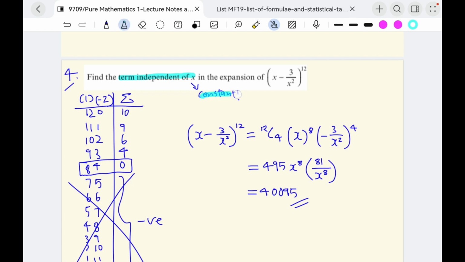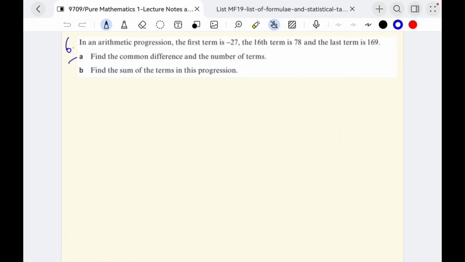So yeah, here it is. Okay, let's move on to the next question. So this is the question from the course book. It is about arithmetic progressions.